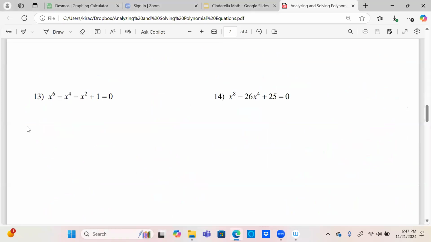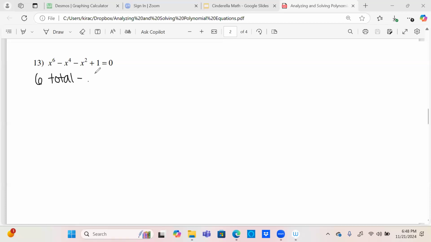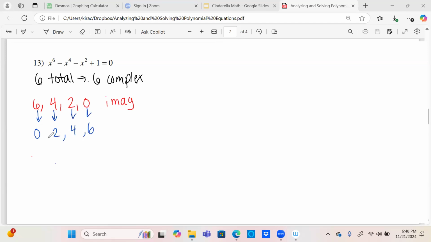And the last one I'll be doing is number 13. We need 6 answers total. So we will have 6 total, which is 6 complex. Okay, so go evens on the imaginary because they always come in sets. So that could be 6, 4, 2, or 0 imaginary. If you have 6 imaginary, that would be no room for a real. 4 would leave you 2, 2 would leave you 4, 0 would leave you 6. So those are your possible real solutions.